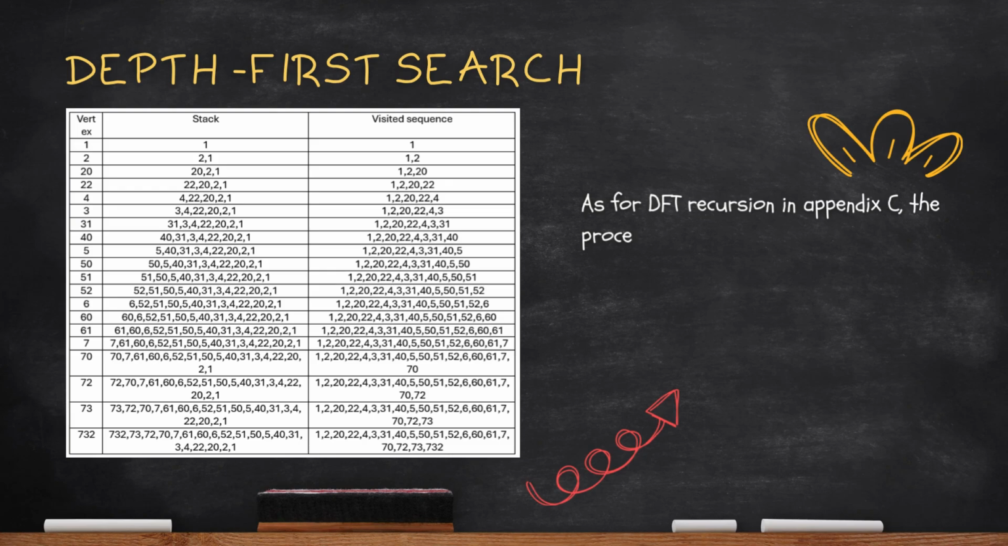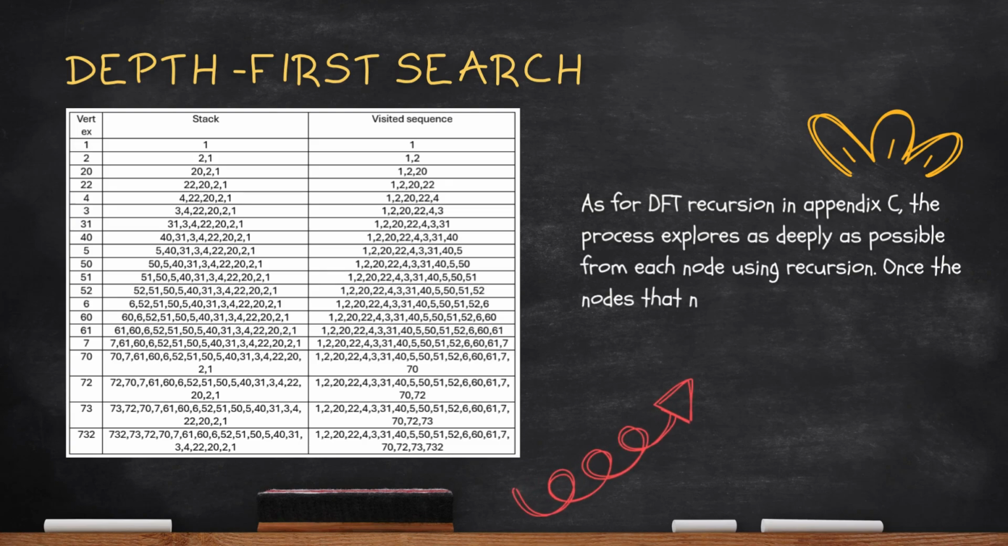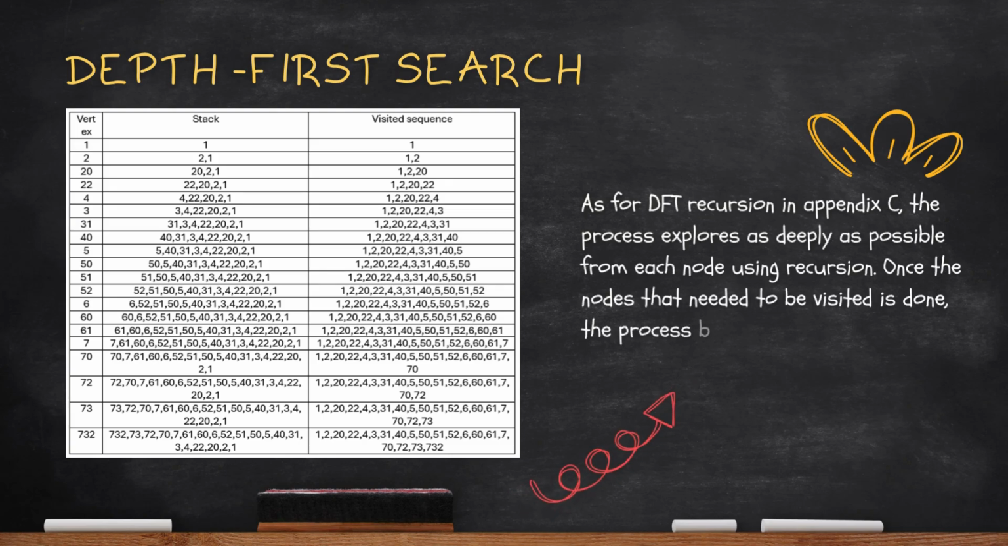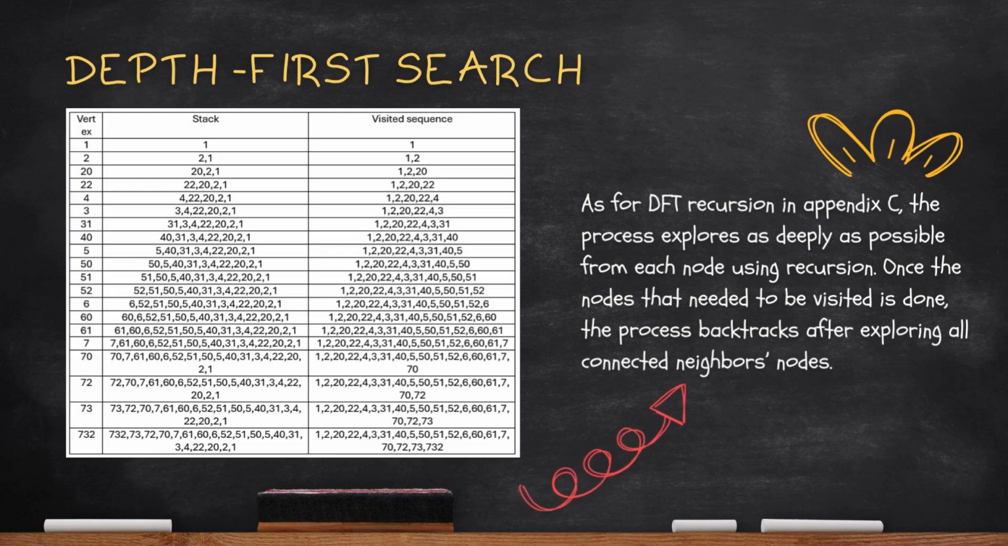For depth first search, Appendix C, as for DFS recursion in Appendix C, the process explores as deeply as possible from each node using recursion. Once the nodes that need to be visited are done, the process backtracks after exploring all connected neighbor nodes.